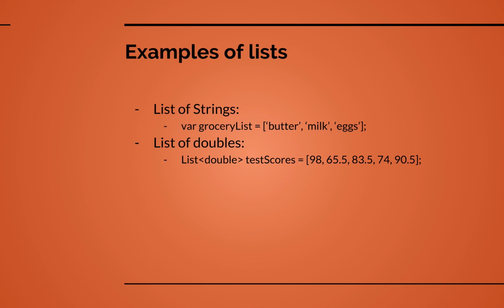The difference between the two, or the biggest difference, is that the second one, the test scores, has to only contain doubles. It cannot contain strings or booleans. Whereas with grocery list, we can actually store strings, booleans, integers, or doubles. There's actually no floats in Dart. But basically the types that we're storing in that list are not restricted.